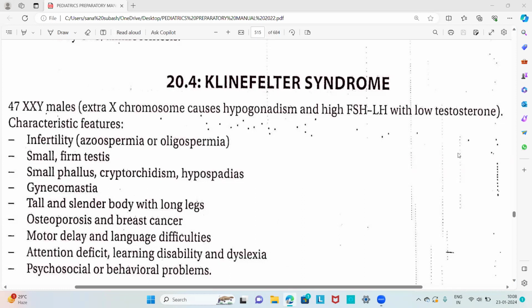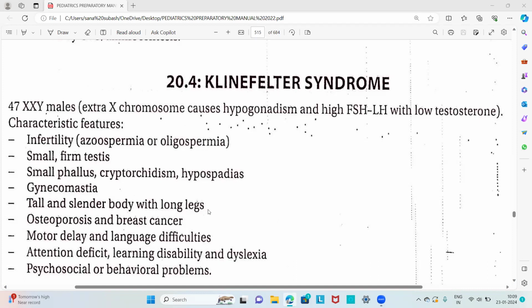So in the Klinefelter syndrome, the major chromosomal abnormality is 47XXY males, that is an extra X chromosome, which causes hypogonadism and high FSH/LH with low testosterone. The characteristic features of Klinefelter syndrome: there will be infertility because of this extra chromosome that causes the hypogonadism. There will be infertility, that is, azoospermia or oligospermia. Then small firm testes, small phallus, cryptorchidism and hypospadias, gynecomastia, tall and slender body with long legs.